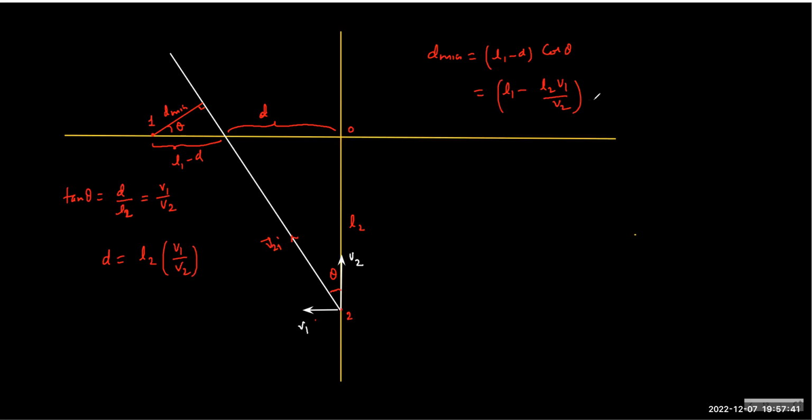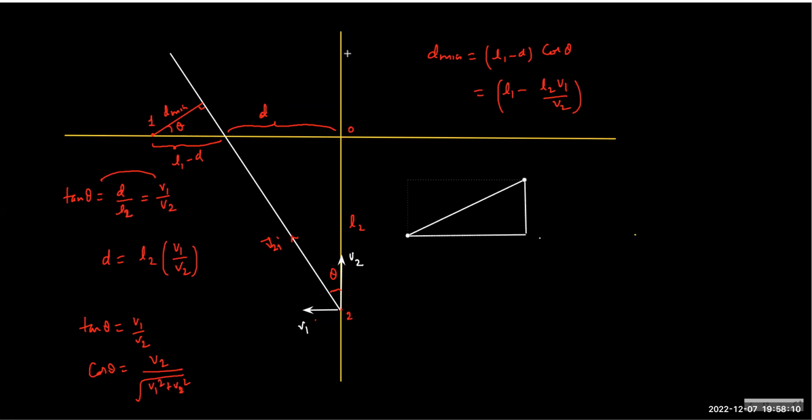And because we know tan theta is v1 by v2, we can also find cos theta. So tan theta is v1 by v2, and we know the cos will be v2 by under root of v1 square plus v2 square. If you're not getting why it is so, you can always draw a triangle. So draw a triangle like this. Take this as theta. Tan theta is v1 by v2.